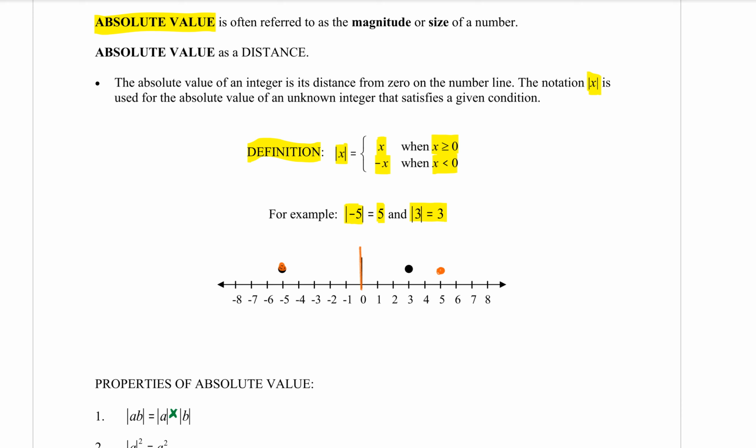The absolute value of 3 is still a positive 3. We don't turn it into negative. The absolute value sign just always makes it positive. So absolute value of 3 is still 3.